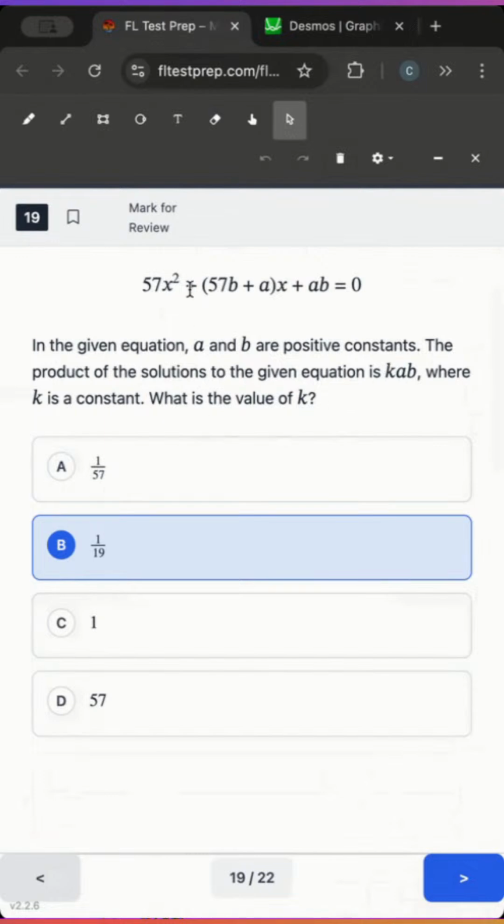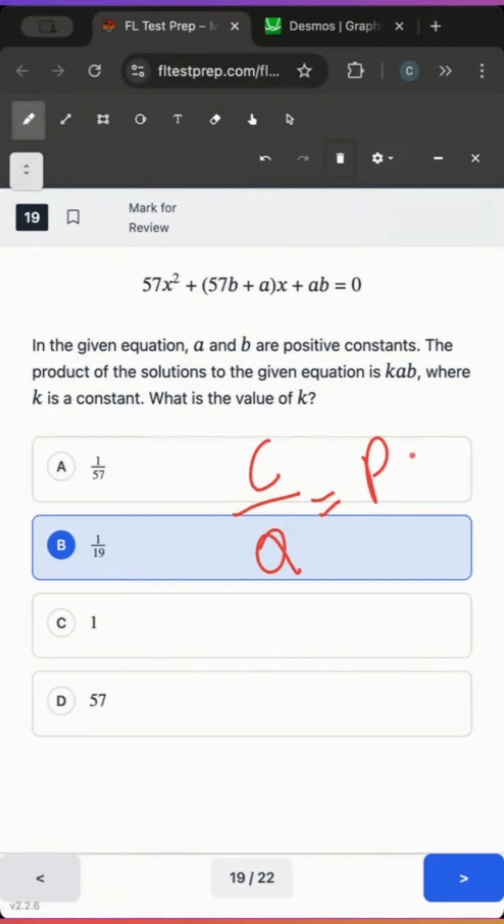Ooh, this question's tough. In the given equation, A and B are positive constants. The product of the solutions of the given equation is KAB, where K is a constant. What is the value of K? I already see this. Do you guys know this quadratic SAT trick? Whenever they're asking you, what is the product of these solutions, there's a trick here. If you do C over A, this equals the product of the solutions.